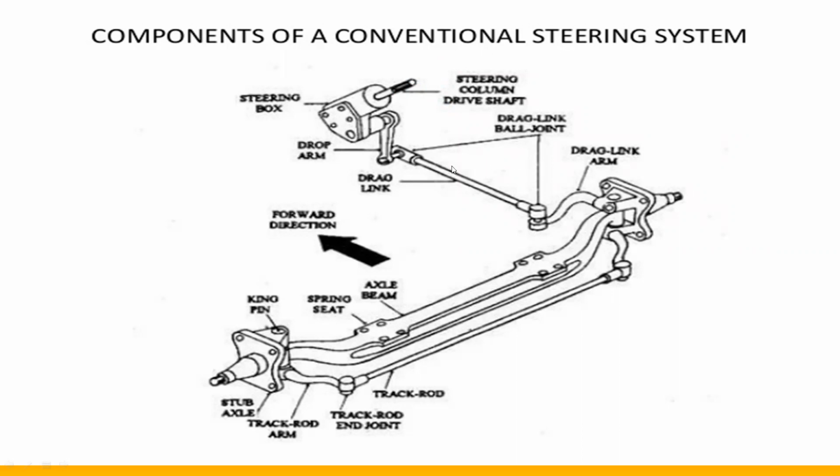You can see what the linkages are. It is the drag link ball joint, and the drag link arm. These are the different linkages. The drag link, drag link ball joints, and drag link arm are the different links connected to the steering system.